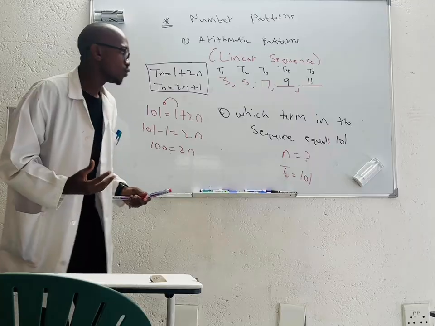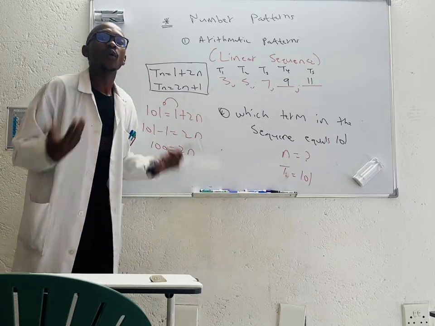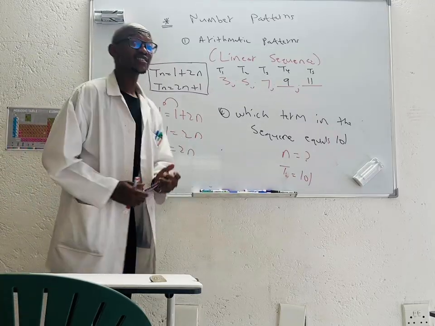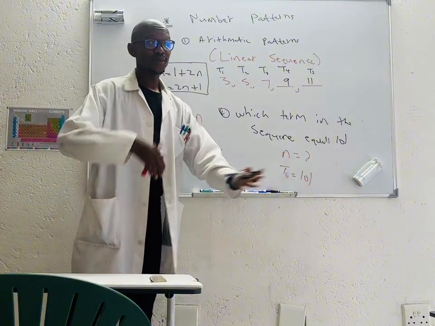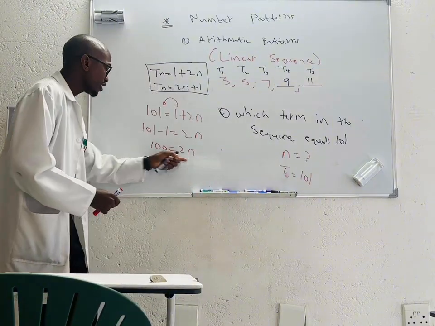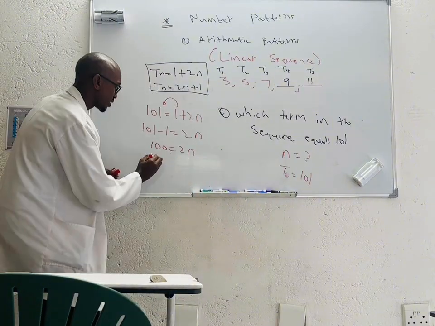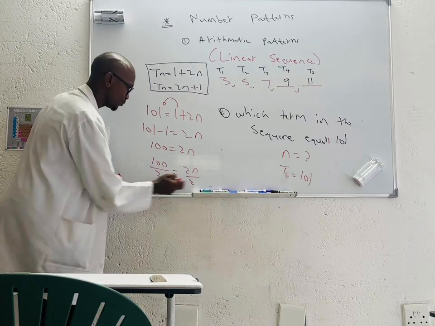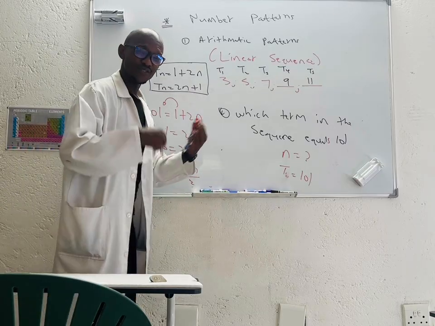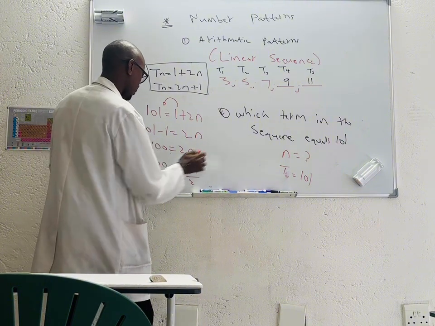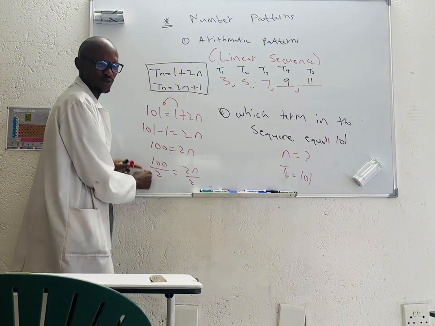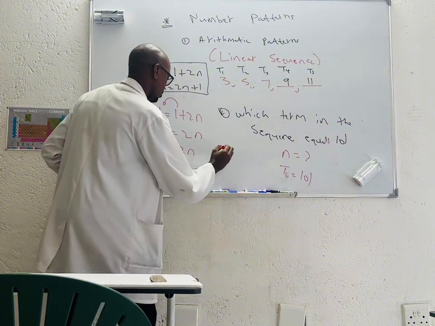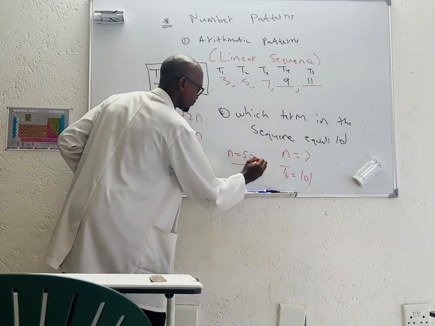Guys, I'm looking for n, not 2n. What do we do? The law of mathematics tells us that whatever you do on the left, you must also do on the right. So I'm going to divide both sides by 2. I'm going to say 100 divided by 2. See, what you do on the left, do on the right. How many times does 2 go into 100? 50 times. So our n equals 50.